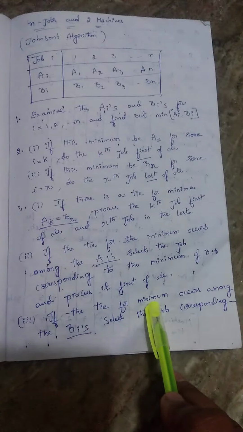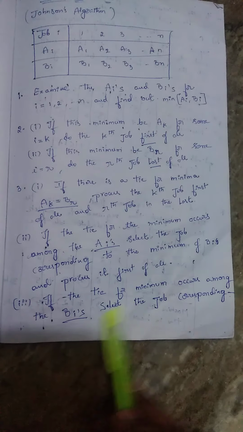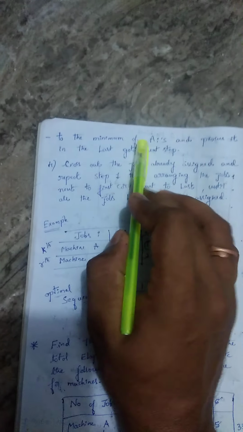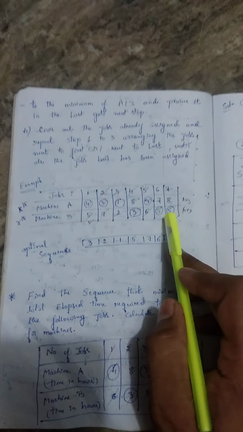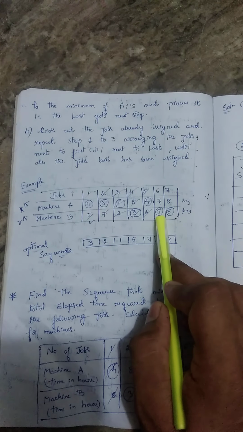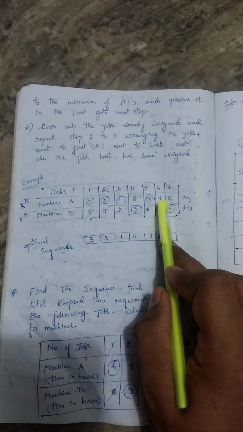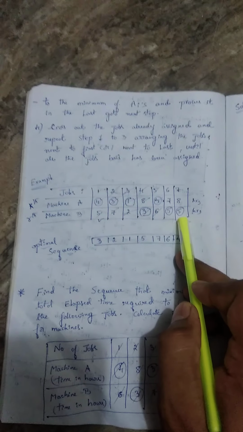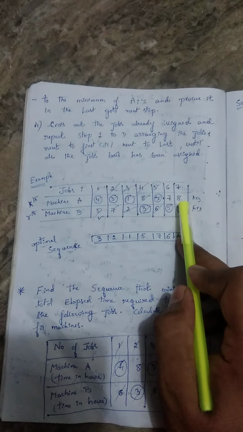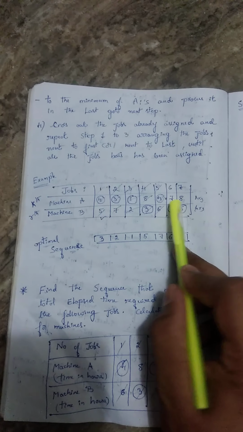In B, what is the condition? If the tie for minimum occurs among the BIs, select the job corresponding to the minimum of AIs and process it last, then go to the next step. Here, go through this 5: it has 7 working hours, and this other 5 has 8 working hours. Which is the smallest one? 7 is the smallest one.